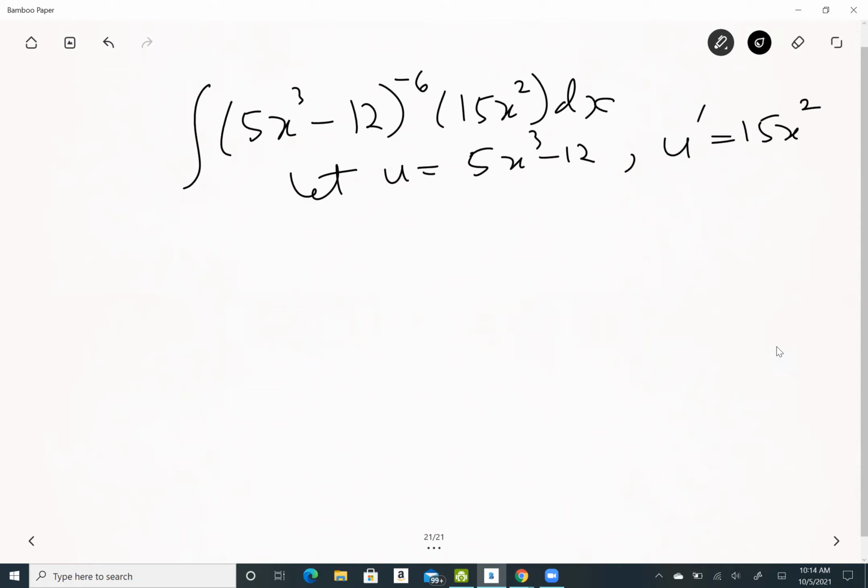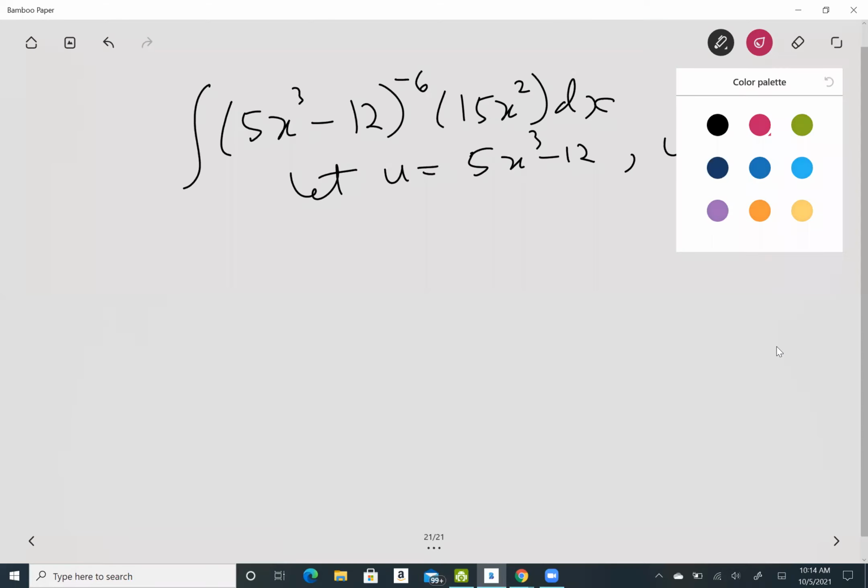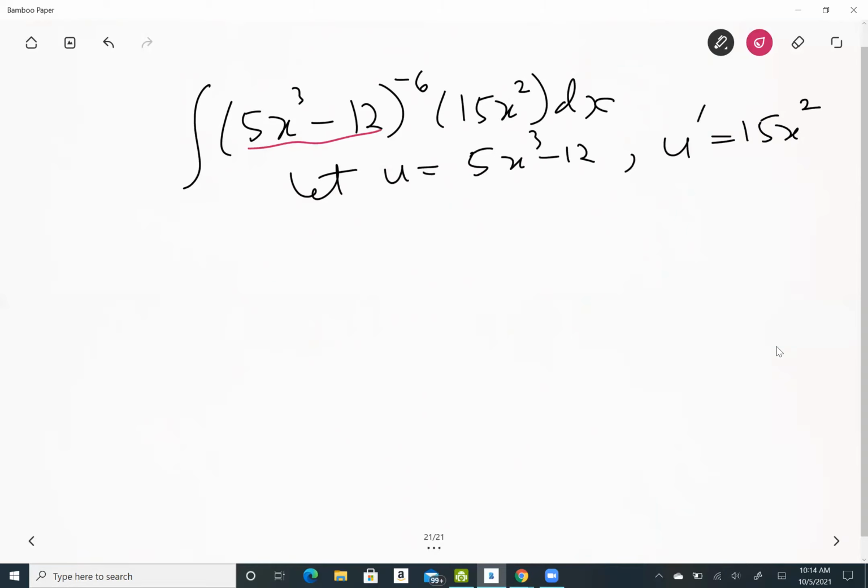So now you look back into the function. What form do I have? I have here u to the power of negative 6. And what is this? This is u prime.